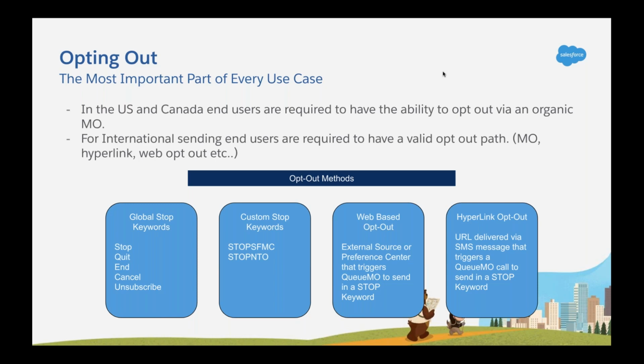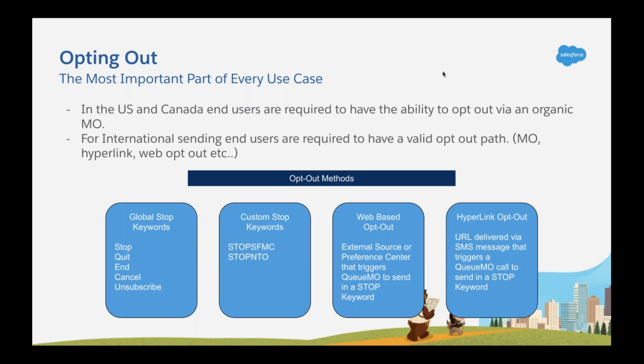A lot of international codes are one-way only, so there's actually no way for end users to respond to messages that are coming from those codes. Because of that, it's actually critical that you do provide end users with a way to opt out. And so I do have the most common four opt-out methods here. The first and most often used are global stop keywords. These are stop, quit, end, cancel, and unsubscribe.